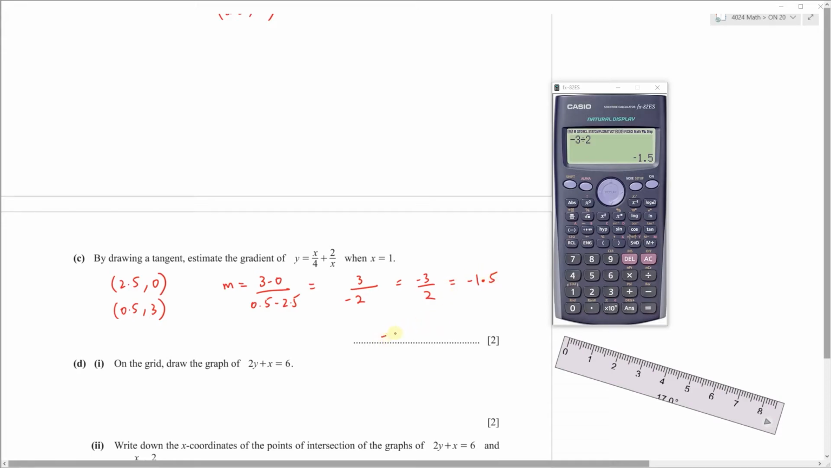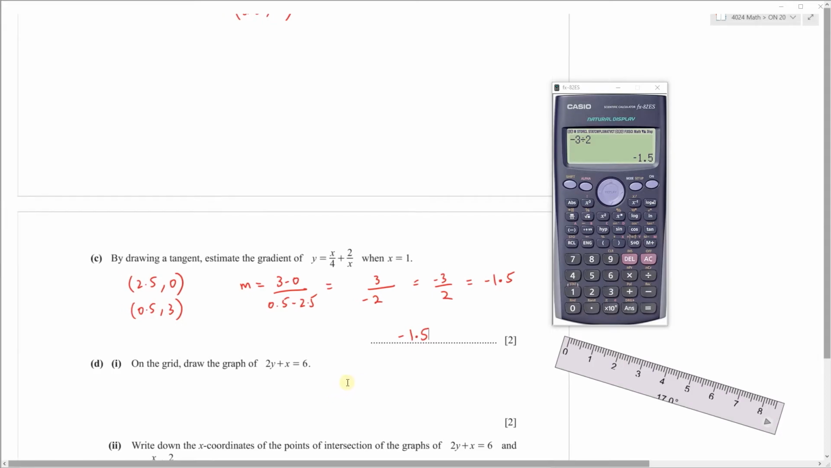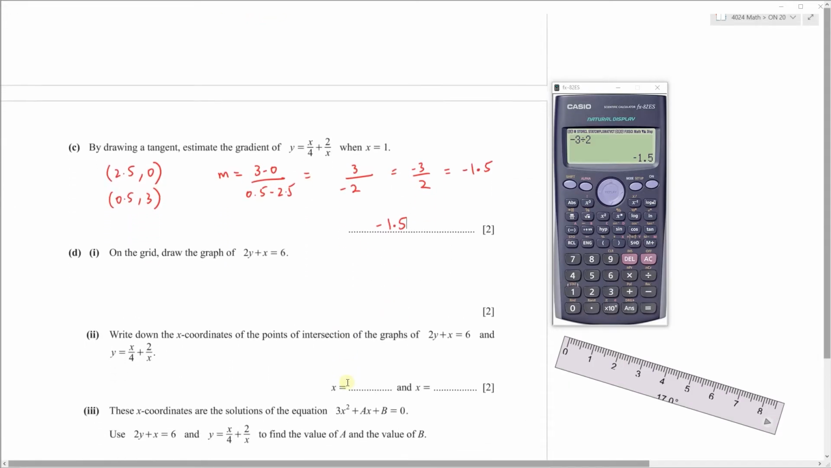So your gradient is minus 1.5 when x equals 1. Part D, 1 is on the grid. Draw the graph of 2y plus x equals 6. So we are given the equation of a line here. Let's take a couple of values of x. Let's take x equals 0. So if x is 0, this will be 0. I will get 2y equals 6 and y will be 3.